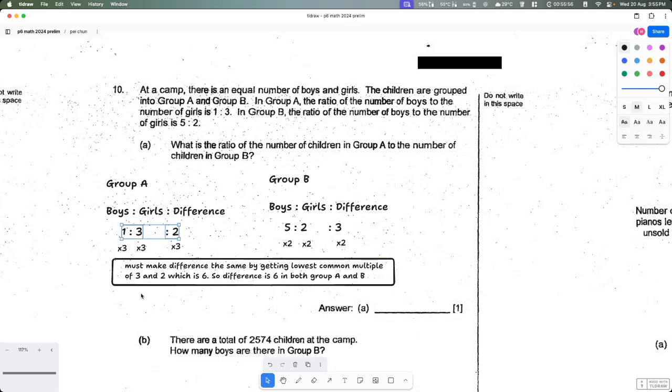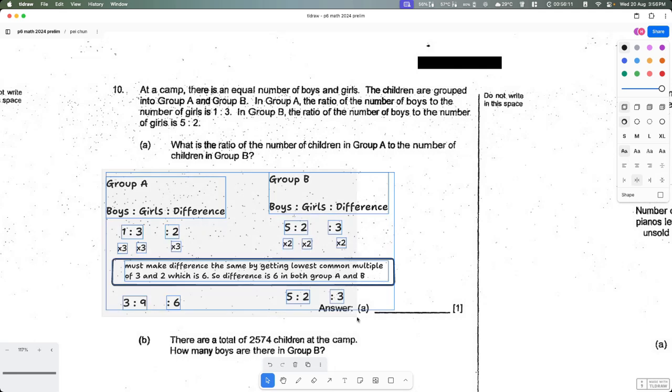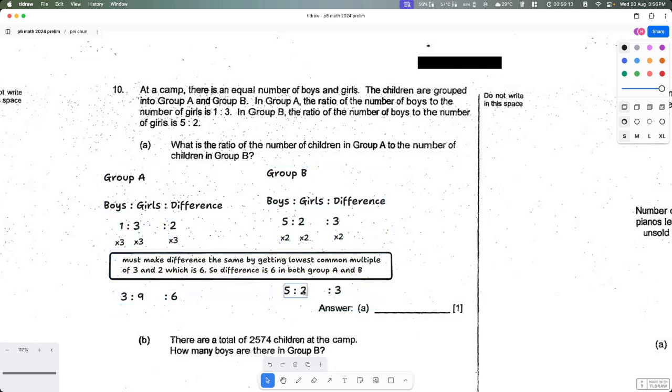So this will then become 6 for the difference, and then times 3 is 9. This will be 3. And for the boys for group B, this will then become 10, 10, 4, and then 6. So what's the ratio of the number of children in group A and group B?